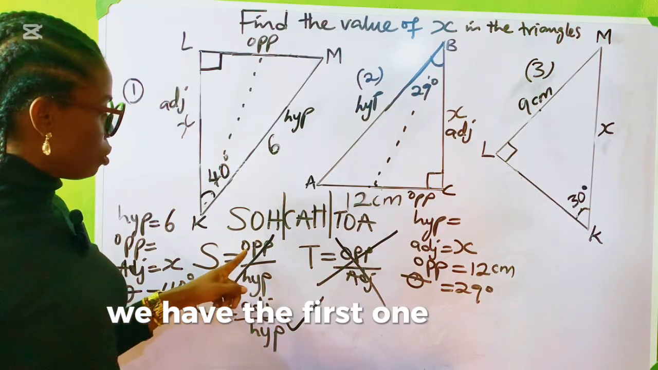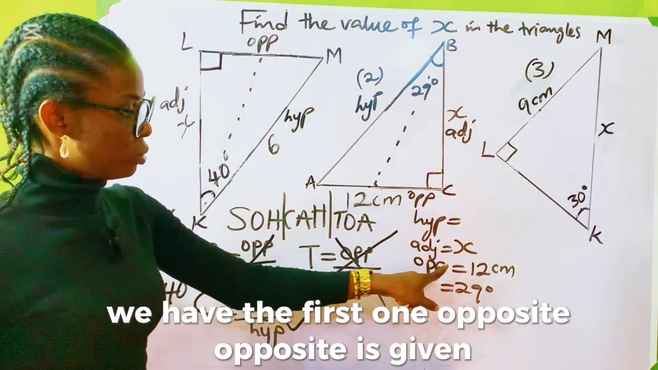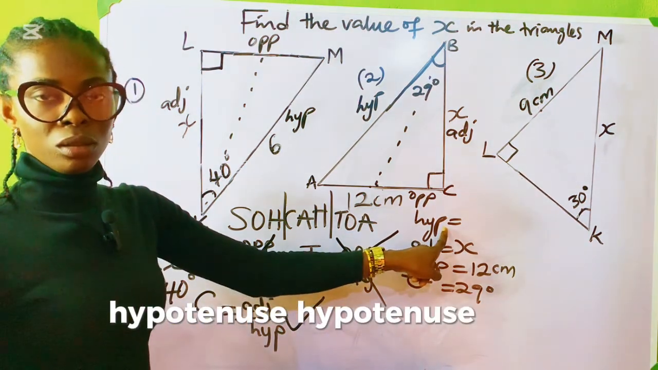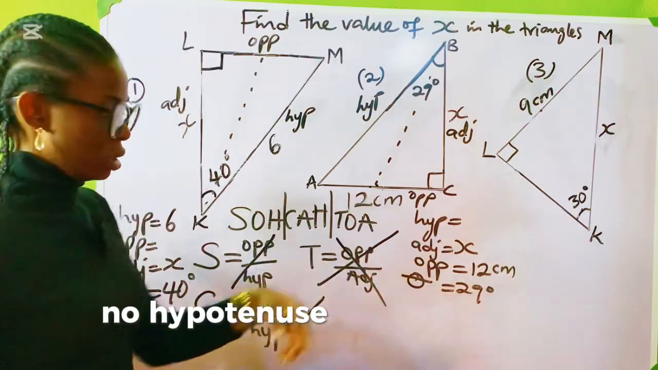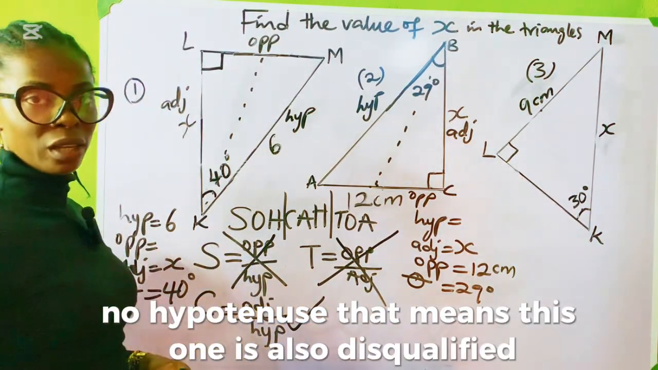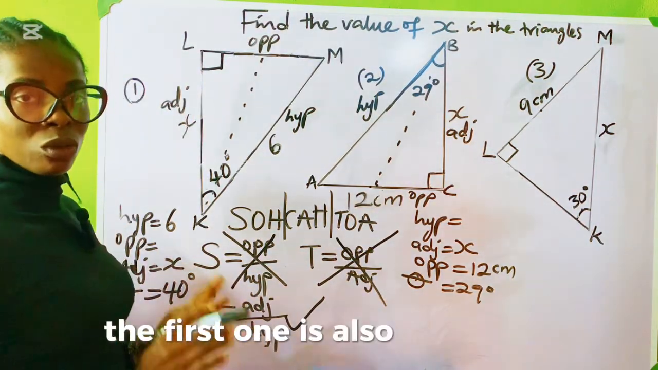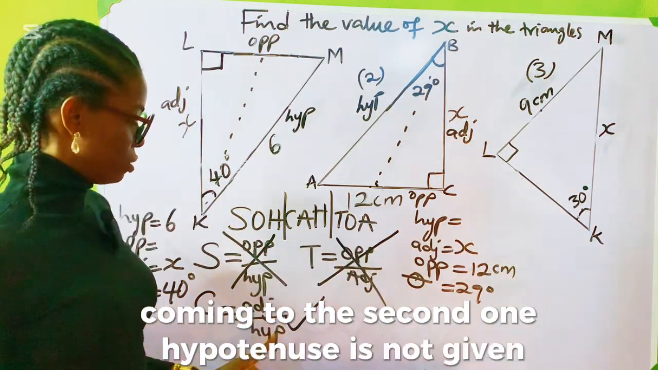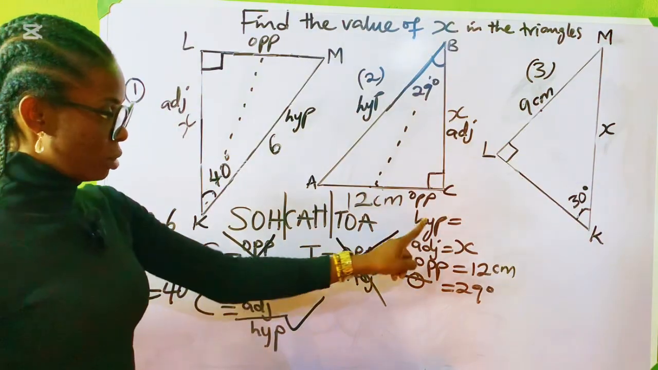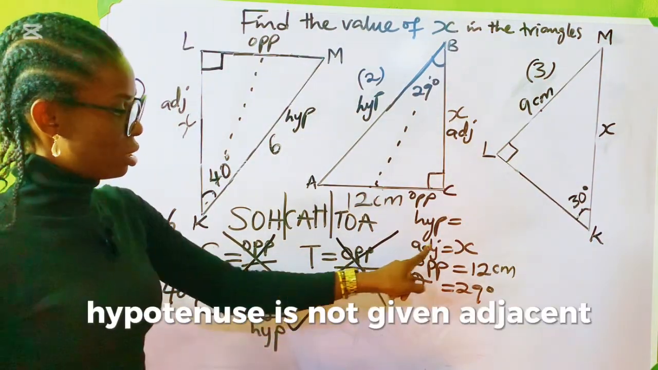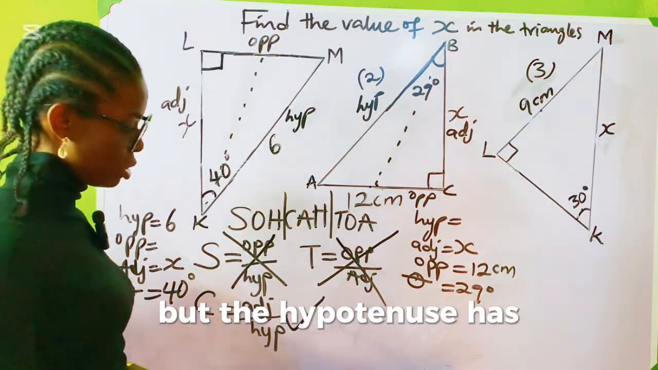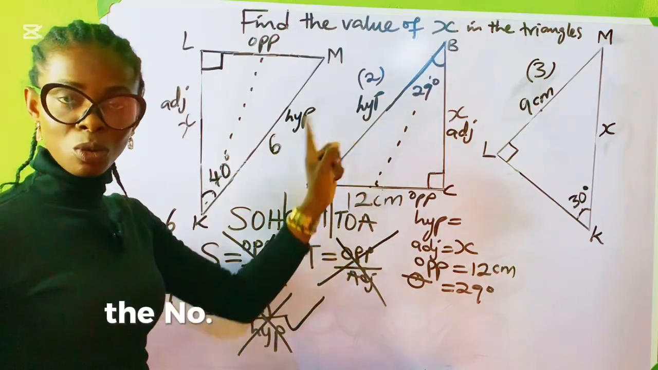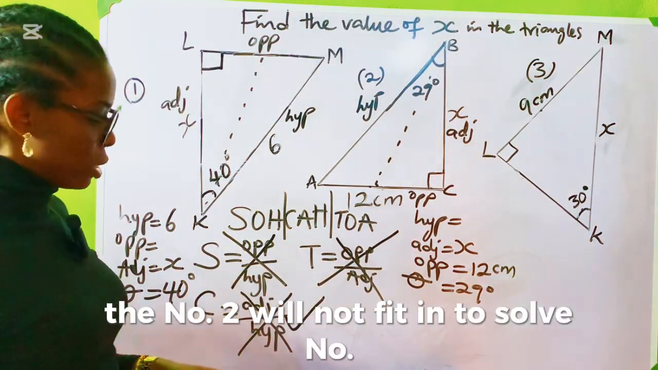We have the first one, opposite. Opposite is given. Hypotenuse is not given. No hypotenuse. That means the first one is disqualified. Coming to the second one, hypotenuse is not given. Adjacent is given, but the hypotenuse has disqualified it. That means this formula will not fit in to solve number 2.